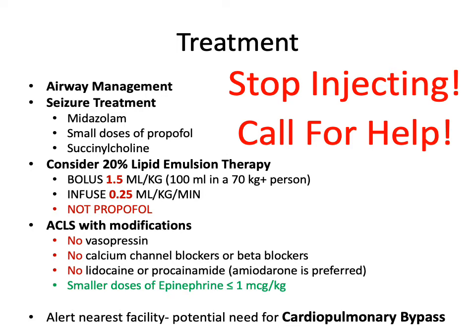However, the recommended dose is a bolus of 1.5 milliliters per kilogram over 2 to 3 minutes if the patient is less than 70 kilograms, or just the 100 mL bag for a patient 70 kilograms or over, followed by an infusion of 0.25 milliliters per kilogram per minute, or 200 to 250 mLs over 15 to 20 minutes if the patient is over 70 kilos. If circulatory stability is not attained, consider a rebolus or increasing the infusion. Continue the infusion for at least 10 minutes after circulatory stability is attained.